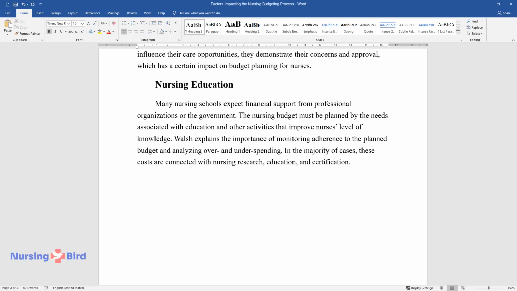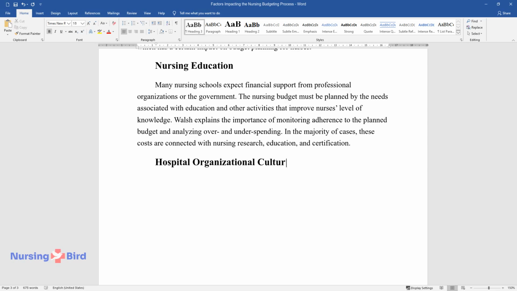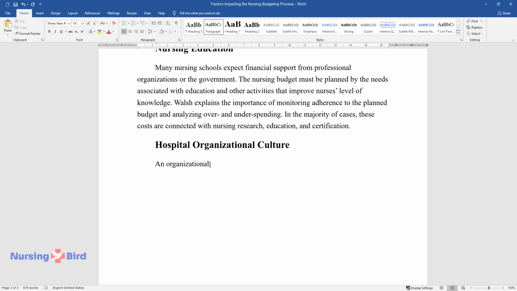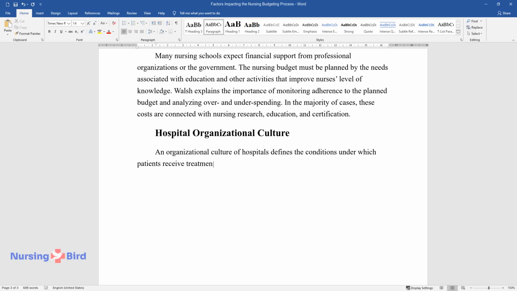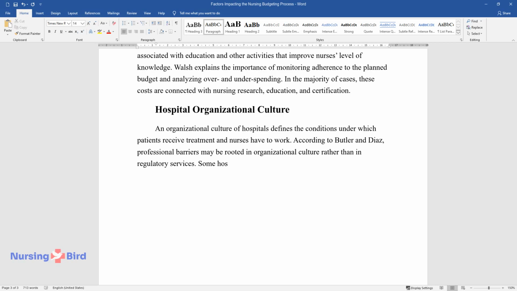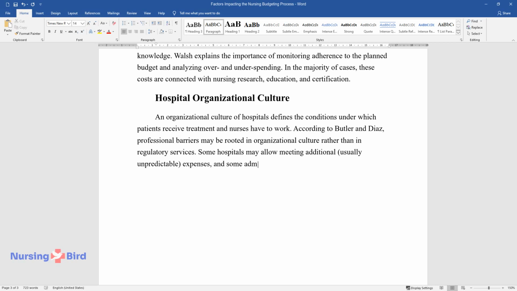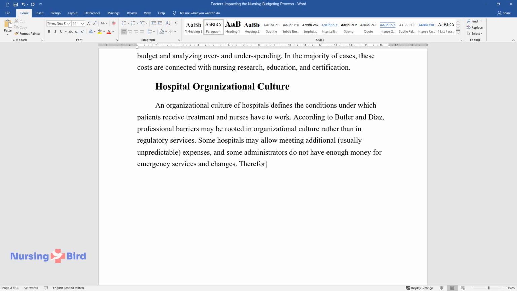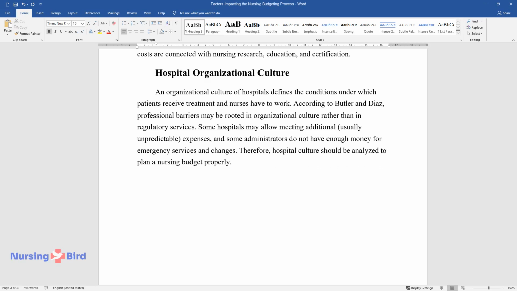Hospital organizational culture. An organizational culture of hospitals defines the conditions under which patients receive treatment and nurses have to work. According to Butler and Diaz, professional barriers may be rooted in organizational culture rather than in regulatory services. Some hospitals may allow meeting additional, usually unpredictable, expenses, and some administrators do not have enough money for emergency services and changes. Therefore, hospital culture should be analyzed to plan a nursing budget properly.